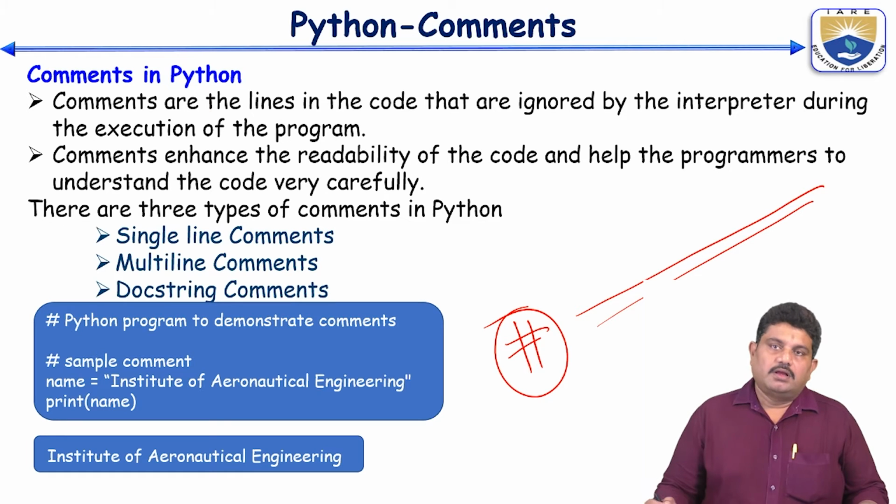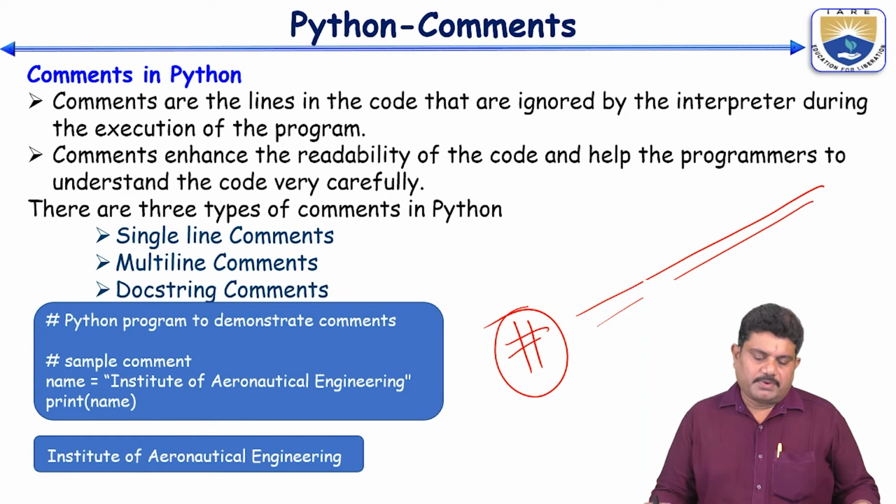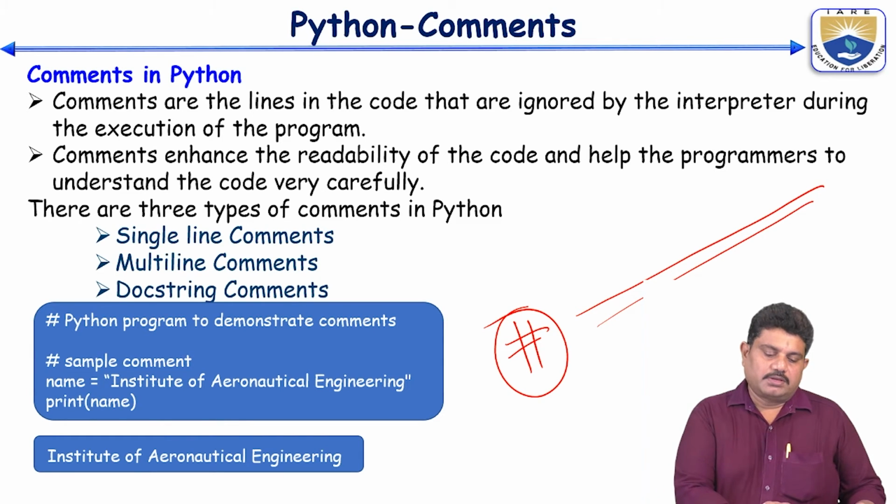See here an example: Python program to demonstrate comments. This string is preceded by the hashtag, which indicates that this line is itself a comment. So this line will never be executed by the interpreter. Next, again there is a hash and a sample comment. That line is also treated as a comment.